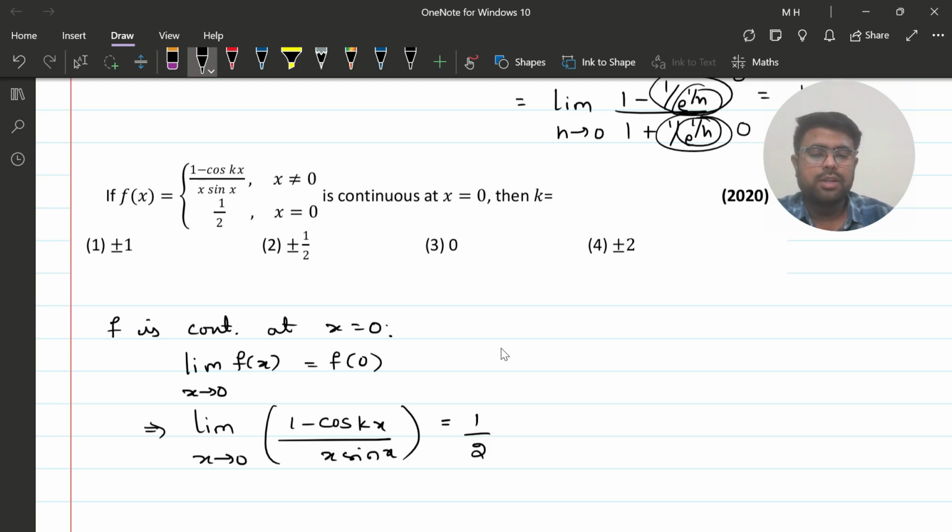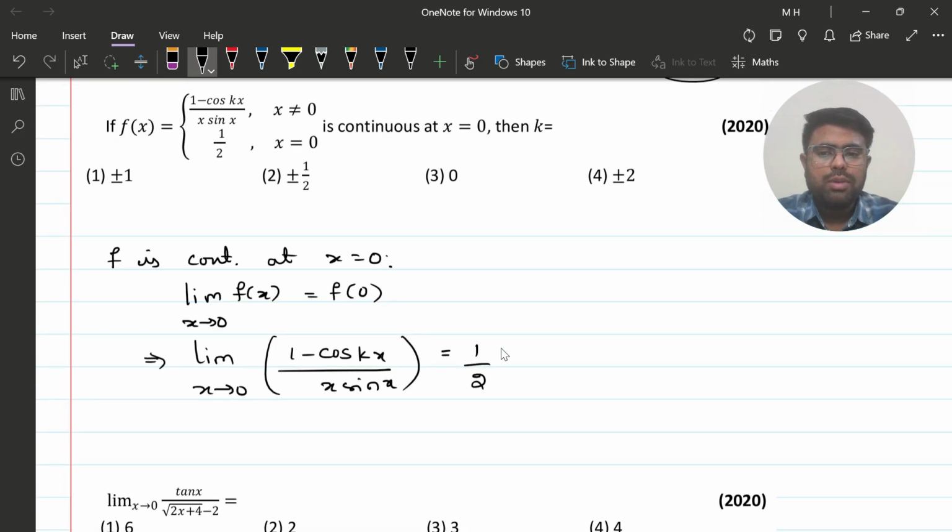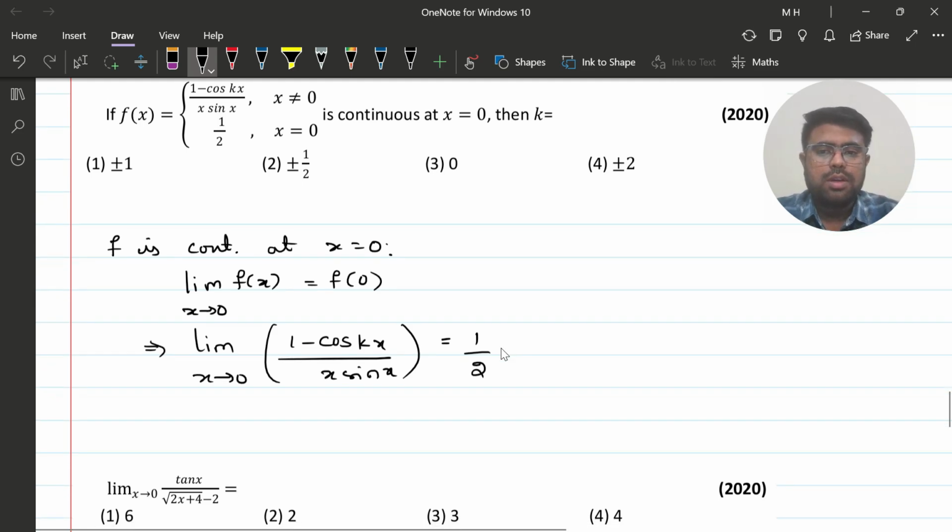It is 1 by 2, right? That is what they have given. Now how will you write down this 1 minus cos kx? Either you can use the L'Hospital's rule or you can simplify and try to get the answer. But in my suggestion, it is better that you simplify it.